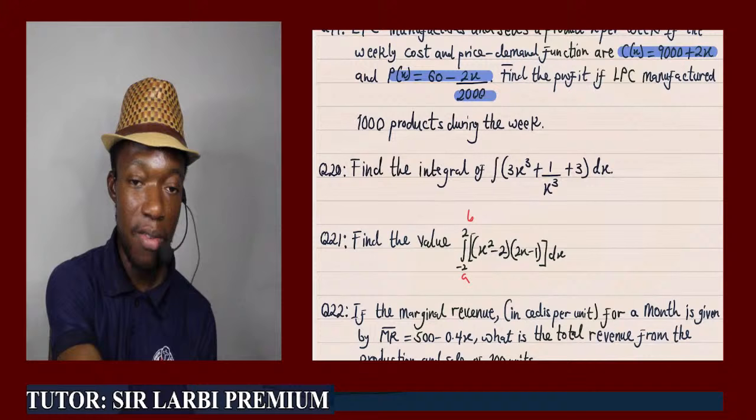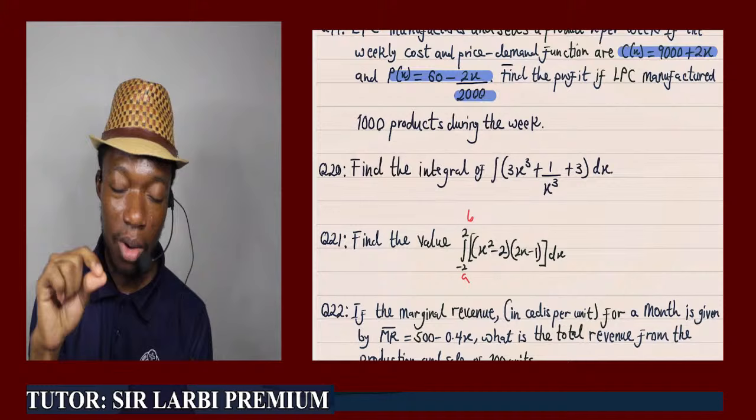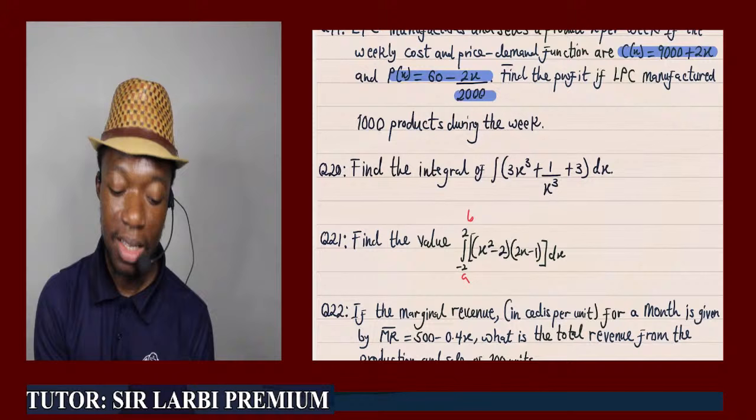Okay. So what do we do? For you to integrate, you add 1 to the power. And what do you get as a total result of the exponent divided by the whole function? So we add 1 plus 3. We are getting 4. So it becomes 3 divided by 4 to the power 4.